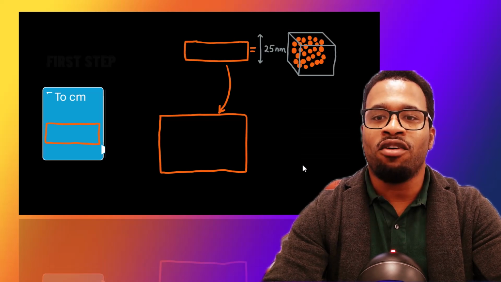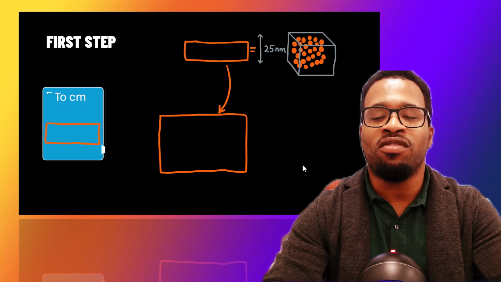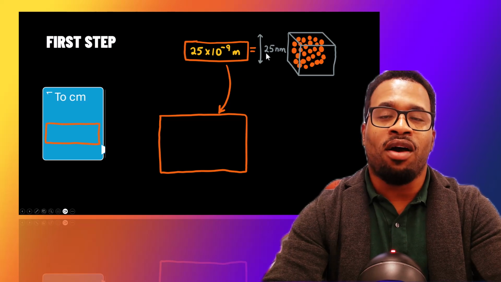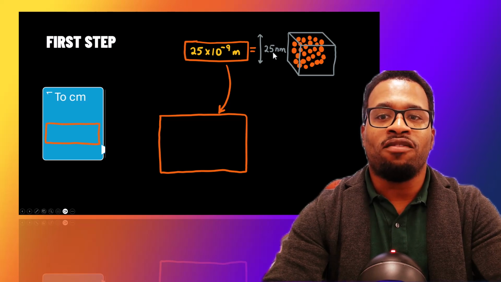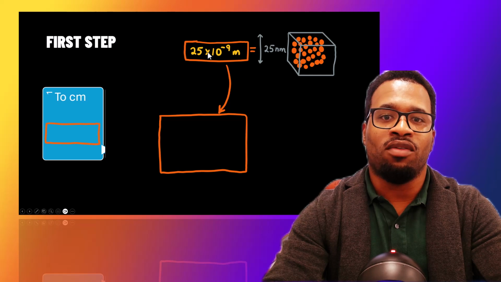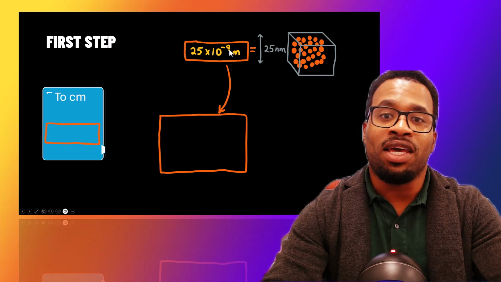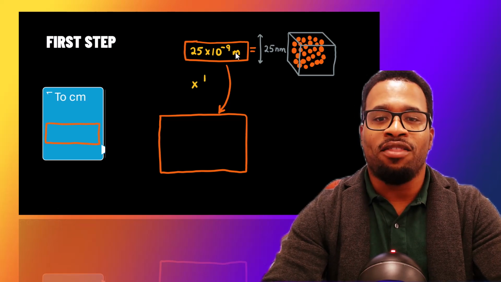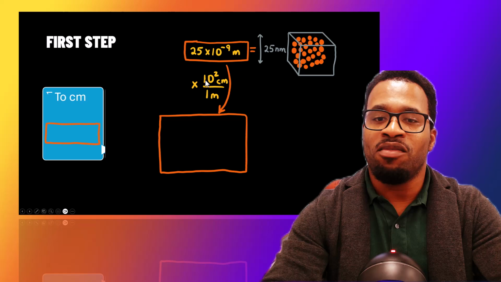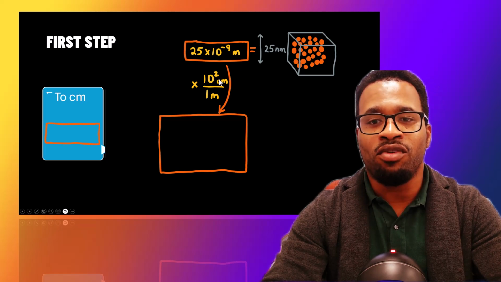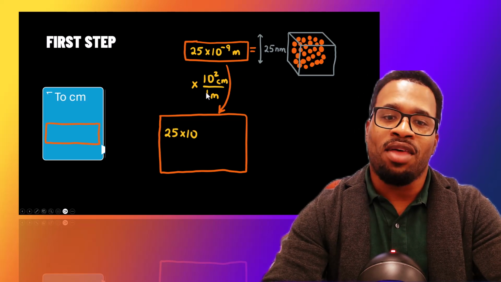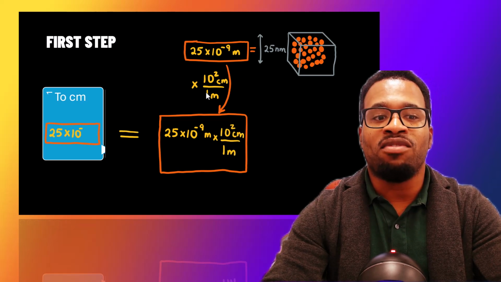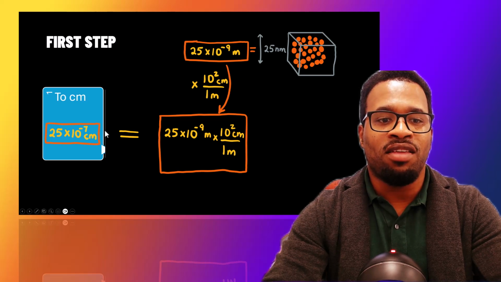Now, let's look at the first step, which is to go to centimeters. We're given the edge to be 25 nanometers, which is equivalent to 10 to the power of -9 meters. To convert to centimeters, we multiply by 10 to the power of 2 centimeters over 1 meter, and that gives us 25 times 10 to the power of -7 centimeters.